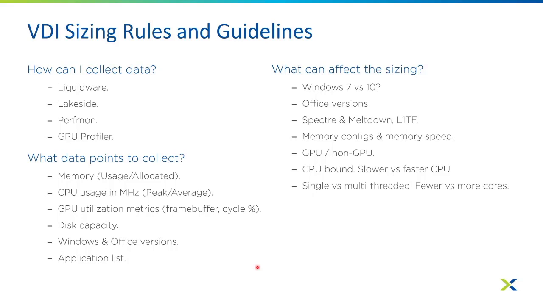So memory configurations, memory speed. So again, differences between architecture. The NUMA layout has changed from dual channel to triple channel. So you're seeing configurations where we have what people would often think to be an oddly sized memory configuration. So again, we need to understand the architecture being used, GPU, non-GPU, things such as CPU bound.